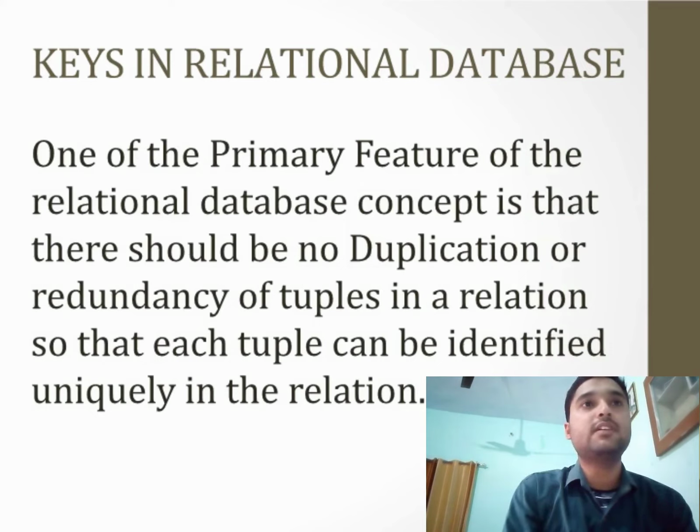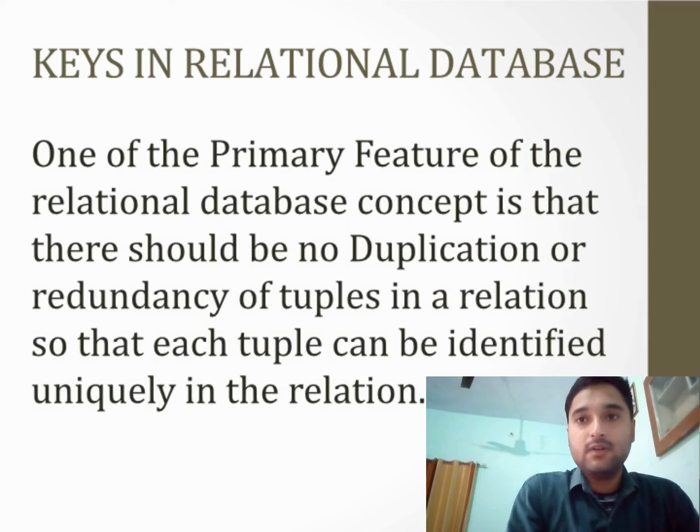As we see keys in relational database, the definition is: one of the primary features of the relational database concept is that there should be no duplication or redundancy of tuples in a relation, so that each tuple can be identified uniquely in the relation. As we discussed in the previous video, we use tuple instead of row, attribute instead of column, and relation instead of table. So I will convert this definition for you so that you can understand.